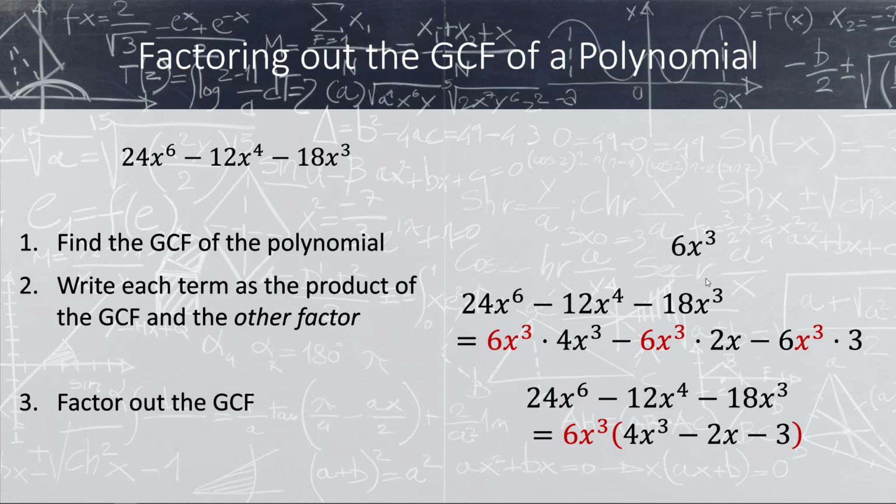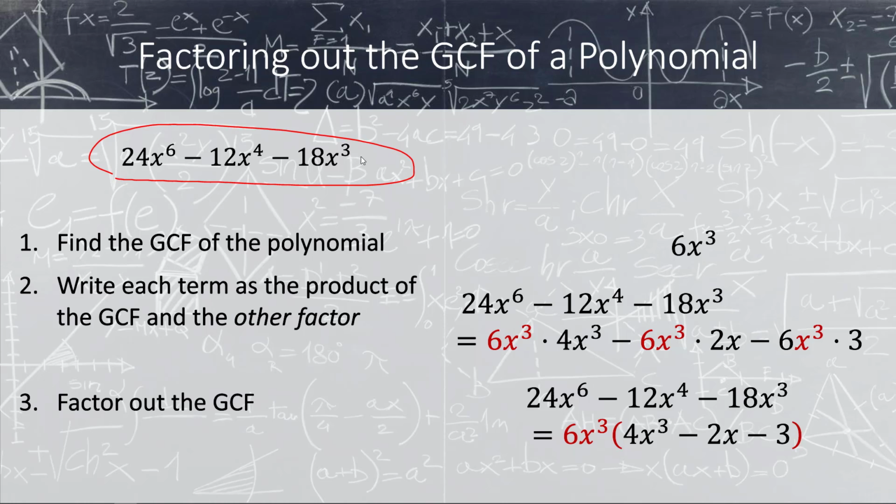Okay, now we're going to use this to actually factor a polynomial. And how do we factor out the greatest common factor for a polynomial? Well, first, we find the greatest common factor. And for this particular polynomial, the greatest common factor happens to be 6x cubed.